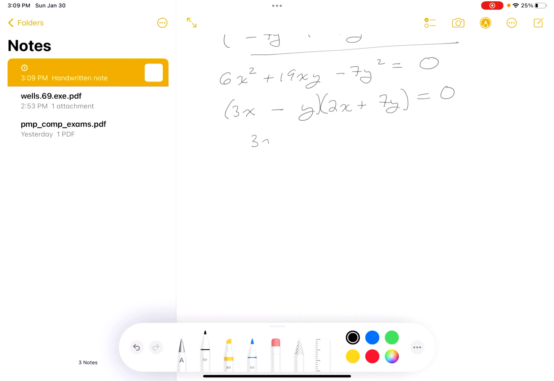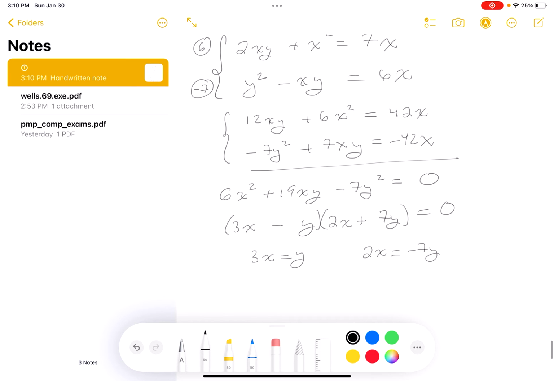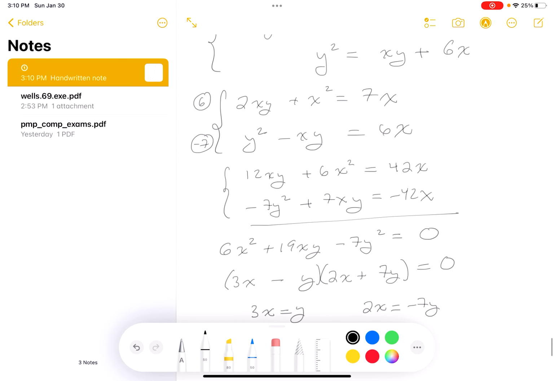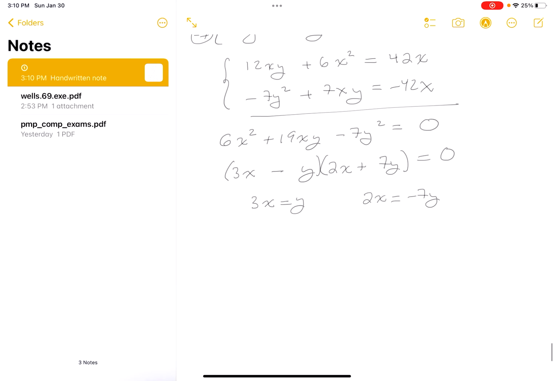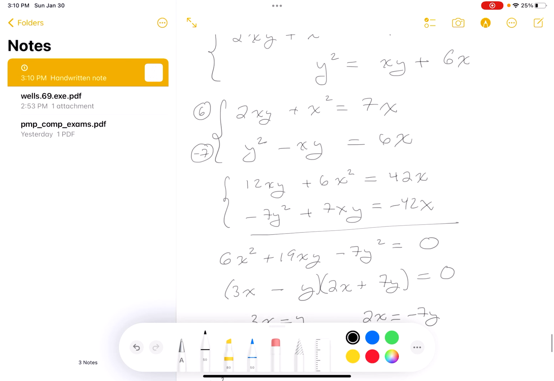So what do I now know? I know 3x is equal to y. I'm using the zero product rule. And what else do I know? I know 2x equals minus 7y. Now, granted, I'm not saying this answers the question, but what would I do now? Well, I've got to go back to one of those equations and see if I can figure this out by making a substitution. The question is, what equation would you go to? You know what? The y squared equals xy plus 6x. Let me write that down.